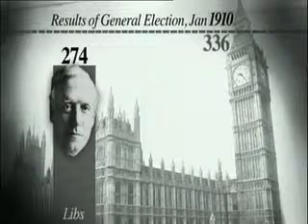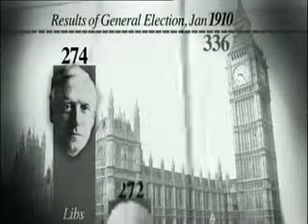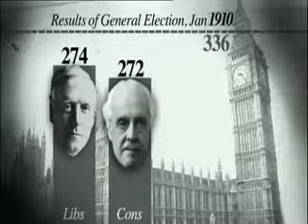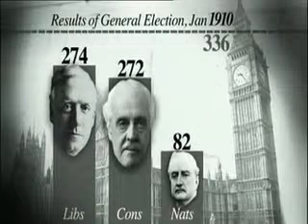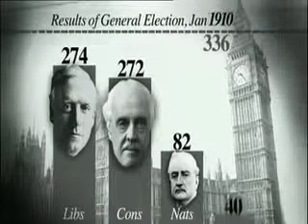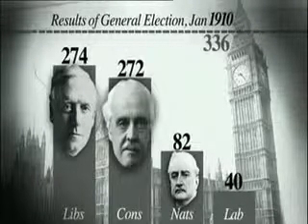So we do have the final figures, and it's a mixed picture for the Liberals. They've lost many seats, down to 274, but they had been expecting to lose many more. A good result for the Unionists, who are now just behind them on 272. It looks like the Irish Nationalists now have 82 seats, and the Labour Party has 40. Well, let's discuss the implications with our correspondent Daniel Britton. So, Mr Britton, what does this mean for the kingdom, the empire, Mr Asquith and his party?